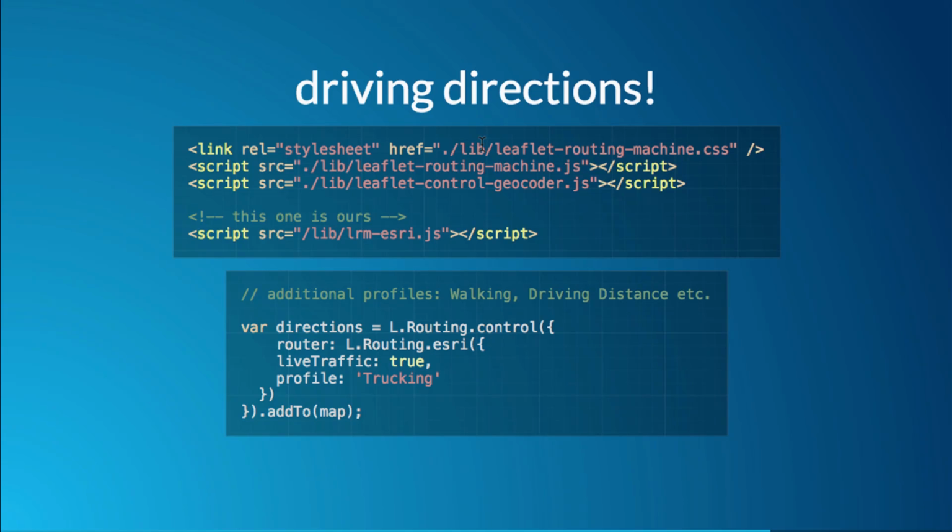This is just another random Leaflet plugin. But we've got the Leaflet routing machine. I didn't do the work to use our geocoding service. I'm still using OpenStreetMap for the geocoder. And then this Leaflet routing machine Esri is the plugin that I wrote.